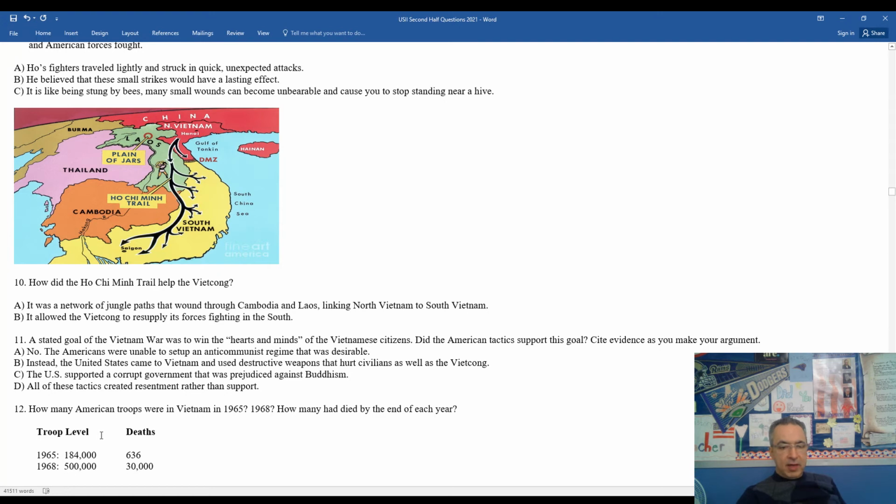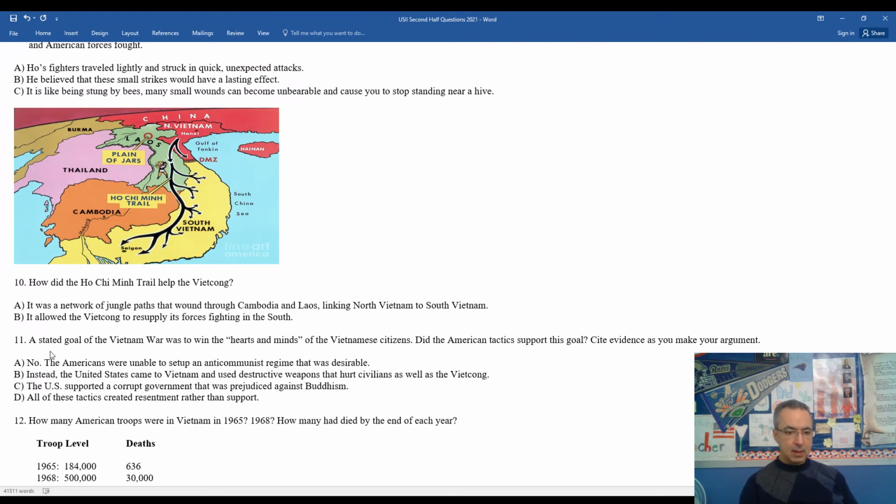A stated goal of the Vietnam War is to win the hearts and minds of the average Vietnamese citizens. Did the American tactics support this goal? No, the Americans were unable to set up an anti-communist regime that was desirable for all Vietnamese. Instead, the U.S. came to Vietnam and used destructive weapons that hurt civilians as well as the Viet Cong.